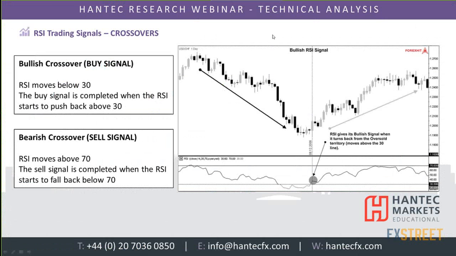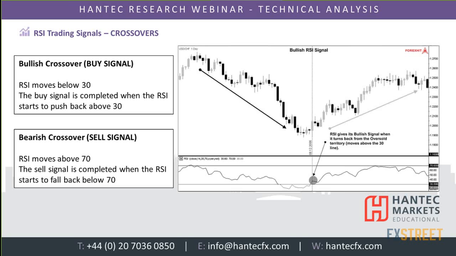Okay, so what are your different trading signals then? Well, as I said, you've got three. You've got crossovers, you've got divergences, and you've got failure swings. Now, crossovers. I believe crossovers work best in a ranging market, similar to what I just told you about dollar yen.